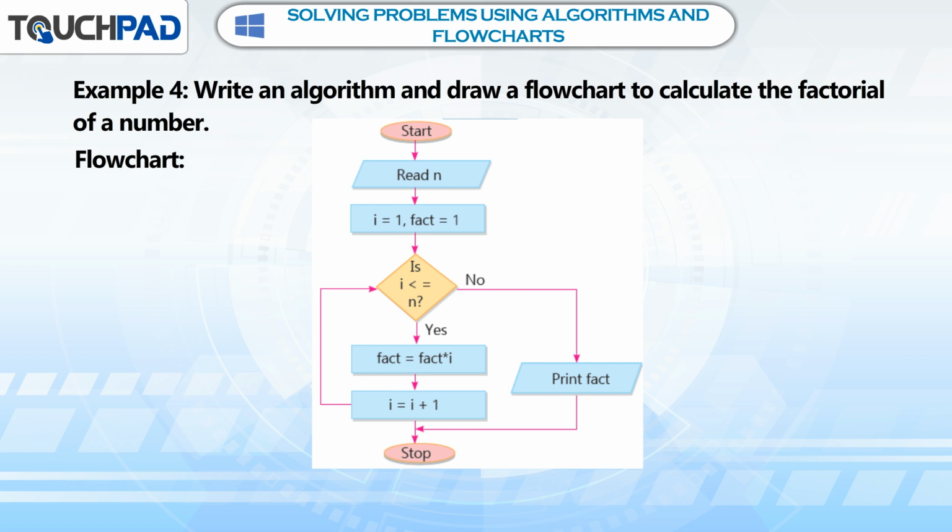Is I less than or equal to n? No. Print fact. Stop. Is I less than or equal to n? Yes, fact is equal to fact multiplied by I. I is equal to I plus 1.